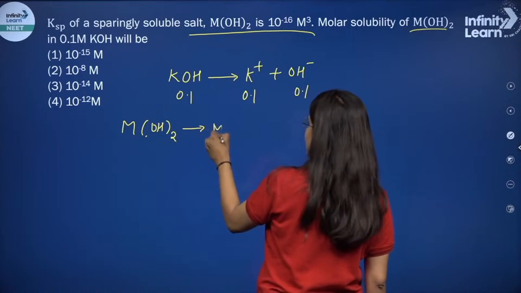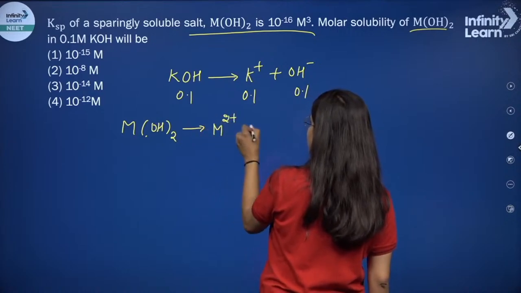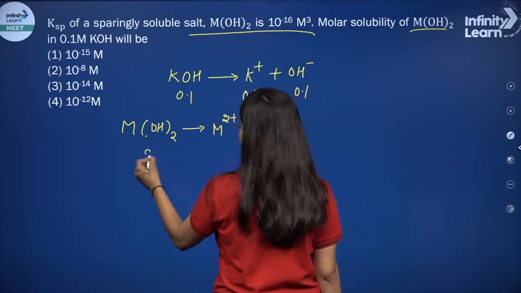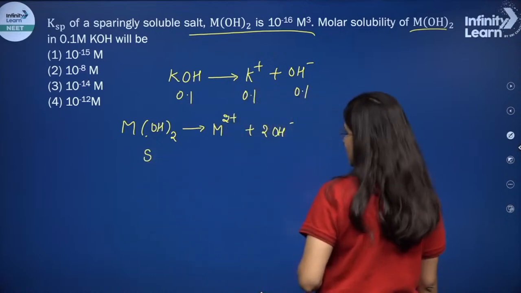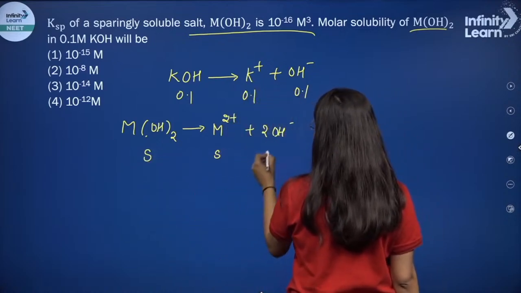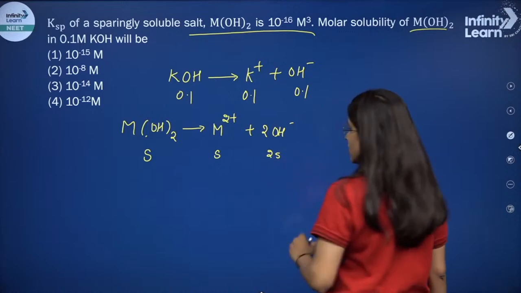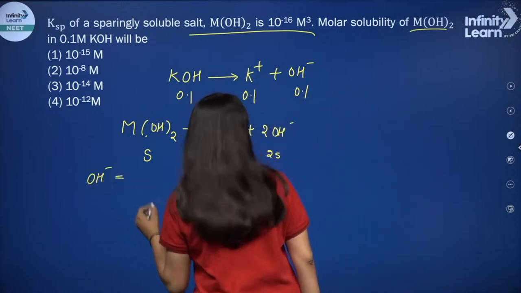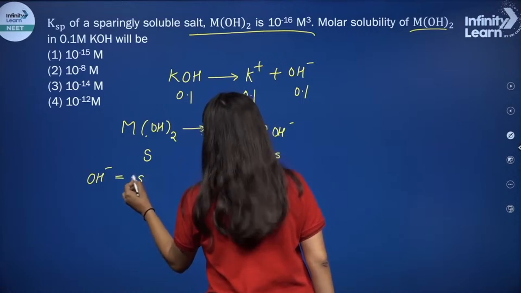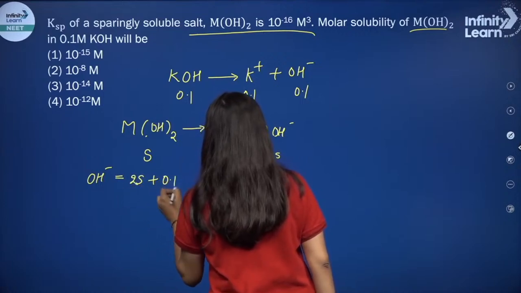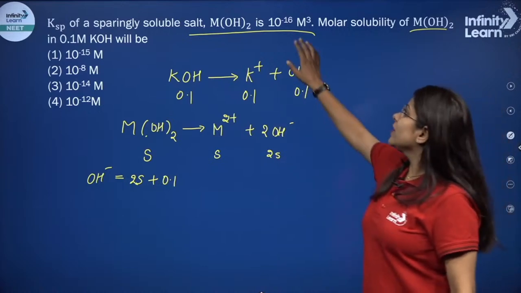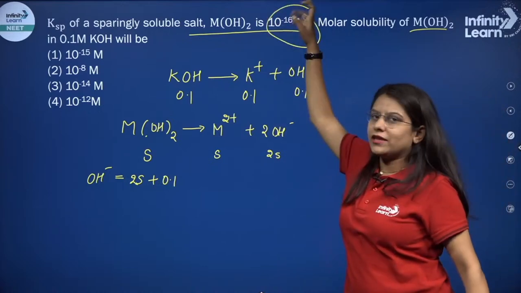It will give M2+ plus 2 OH minus ions. Suppose it has solubility S, this will give me S and 2S. Now what will be the concentration of OH minus ions? It will be 2S plus 0.1, right?